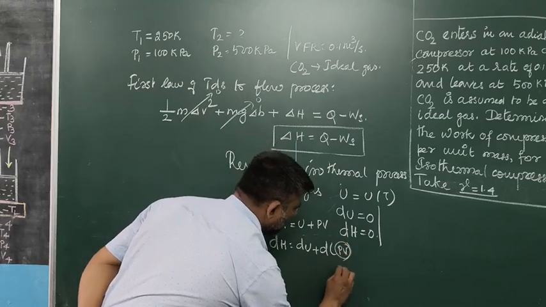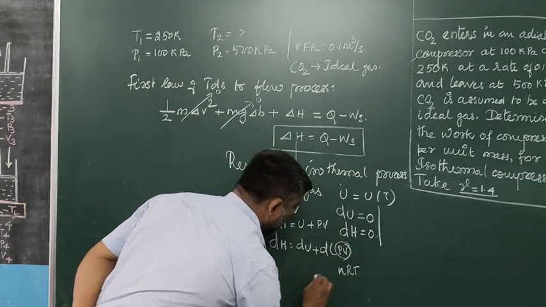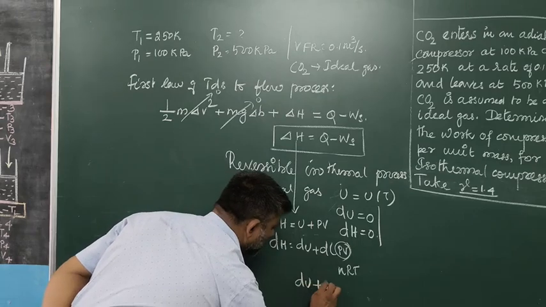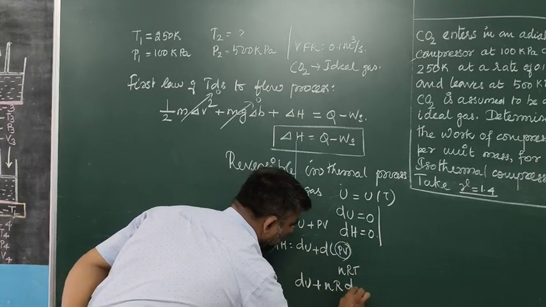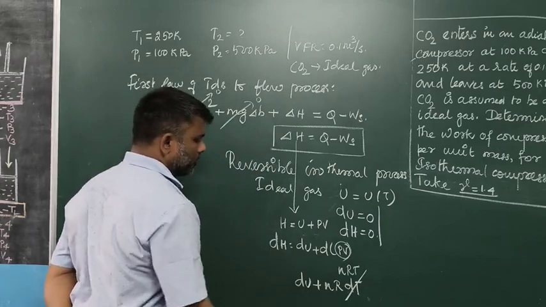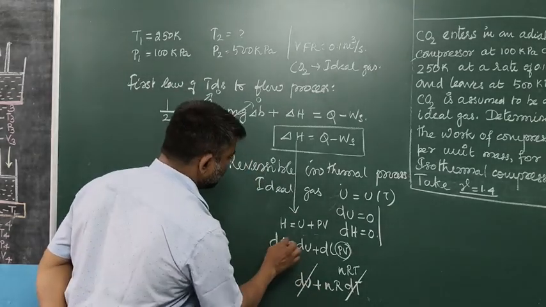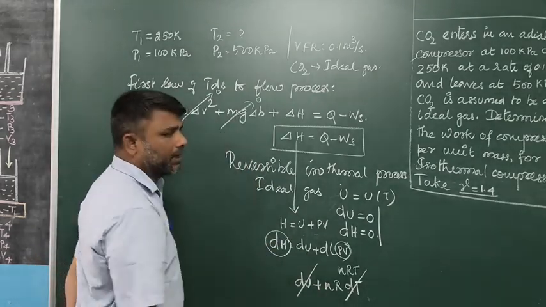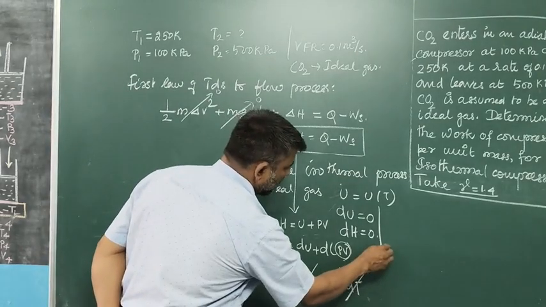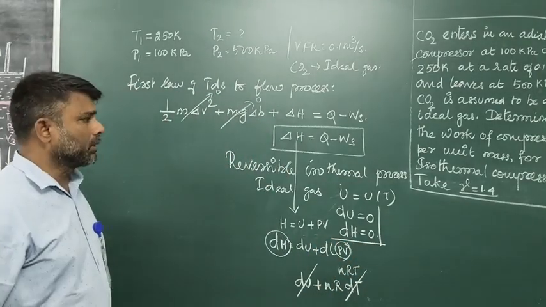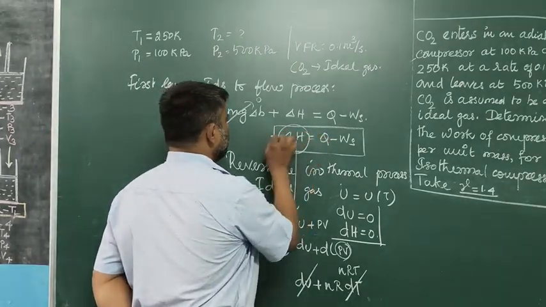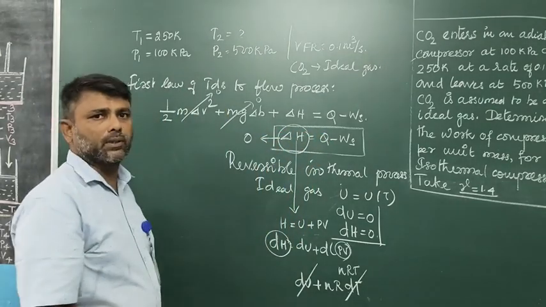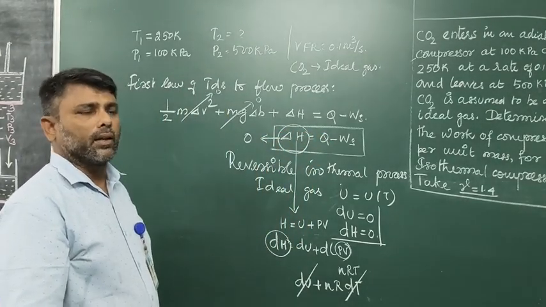This PV is nothing but n R T. Hence this equation: dU plus n R dT. Changes in temperature is 0. Changes in internal energy is 0. Hence changes in enthalpy for an ideal gas is equal to 0. Hence this term becomes 0 for reversible isothermal compression process.